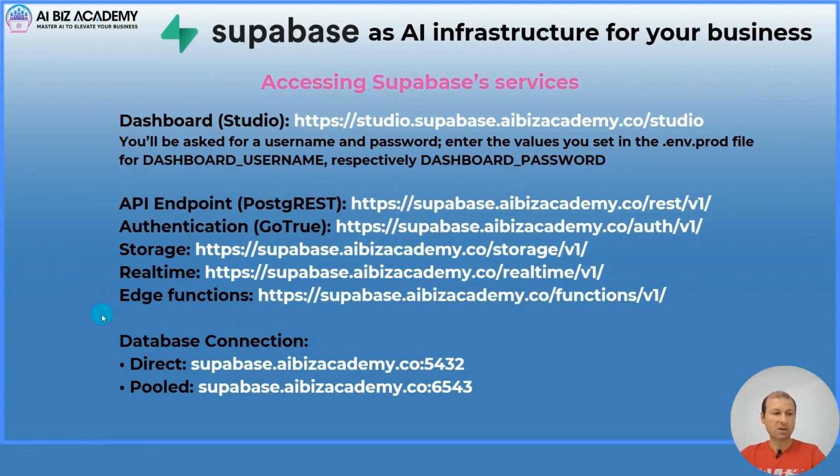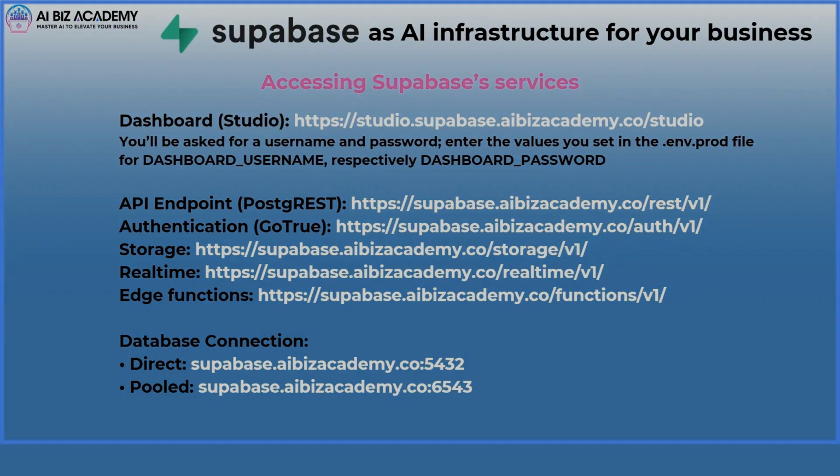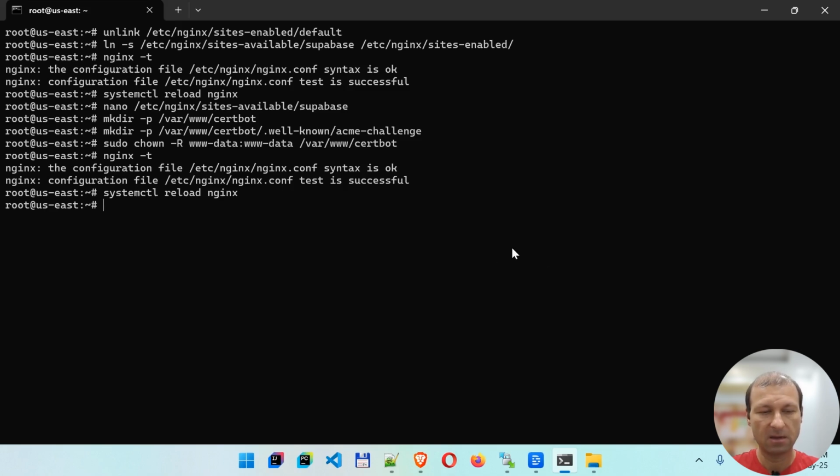For the DB connections, again we have this connection string with this port for the direct connection to the database. And if you want to have the connection go through Supavisor, the pooled connection manager, you can use this port. Yes, of course it doesn't work because we didn't start our Docker containers yet.